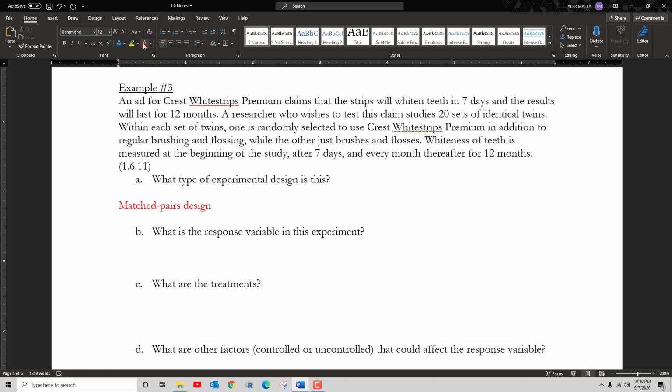What is the response variable in the experiment? So the response variable would be the level of whiteness. Right, that's what we're measuring.